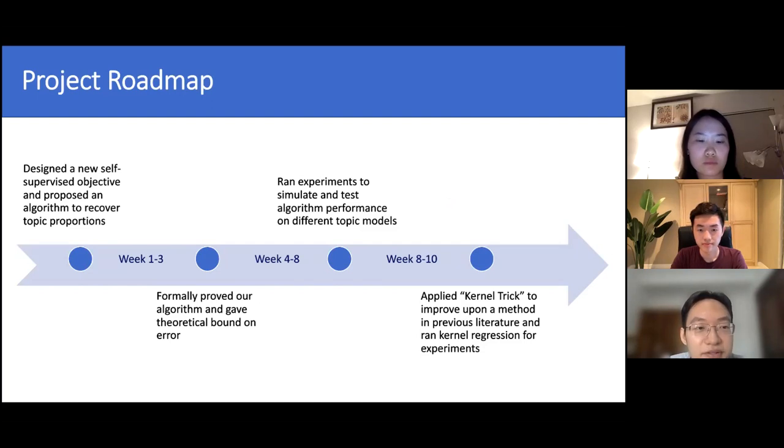Our project roadmap is as follows. We first design a new self-supervised objective and propose an algorithm to recover the topic proportions. Then we formally prove our algorithm and give a theoretical bound on the errors. Around the same time, we ran lots of experiments to simulate and test the algorithm's performance on different topic models. And lastly, we applied a kernel trick to improve upon the method in previous literature, and we ran kernel regression experiments.